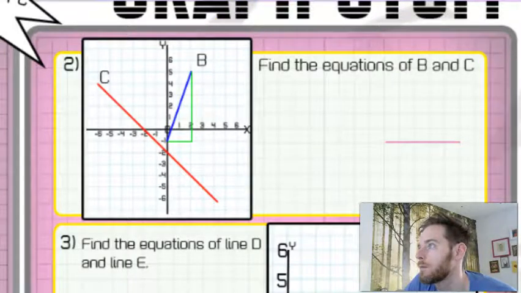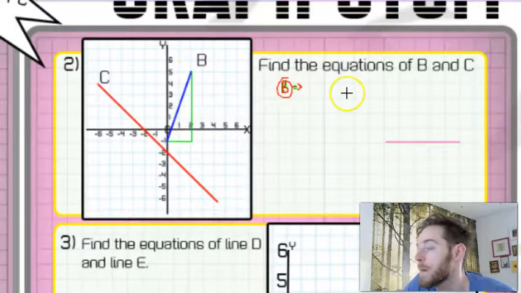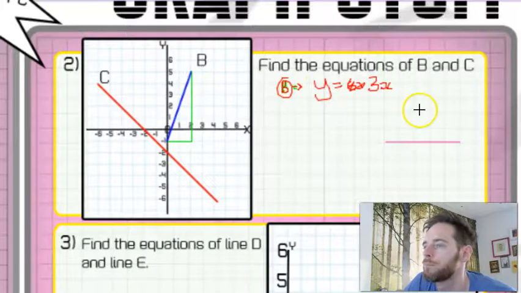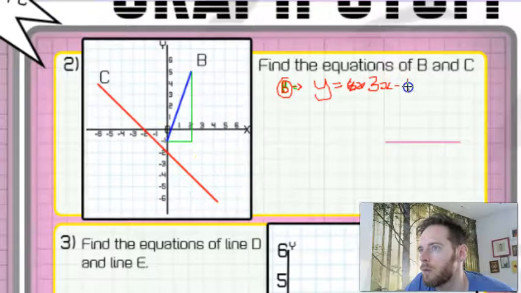So let's write that down. For B, let's get that red pen back because that green is horrible to write in. Can't really see it. So line B is, what did I say? 6, so y equals 6x, no, not 6x, 3x, right? Because it was 6 divided by 2. 3x minus 1, because it goes through minus 1 on the y-axis.